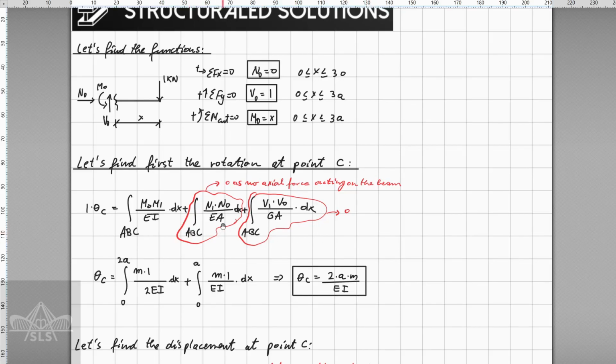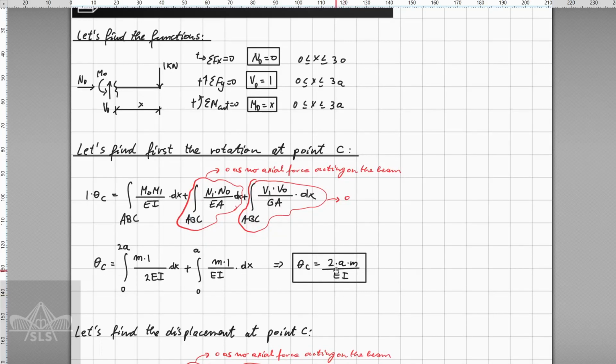Next, let's continue to determine the rotation at point C, and for that we can use the integration, and these two components are going to be 0, as for this case the axial forces and the shear forces are going to be 0. Therefore, we continue to calculate the rotation at point C by integrating, and we are going to have that this is going to be the rotation at the joint C parametrically.